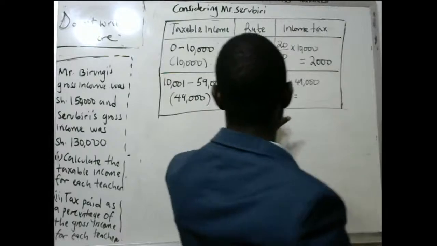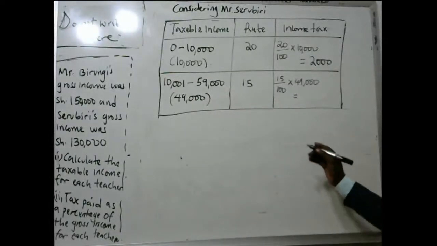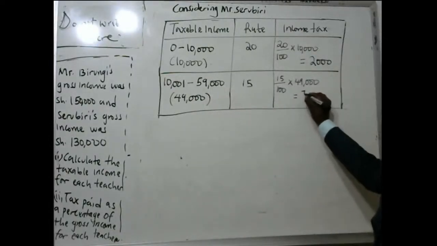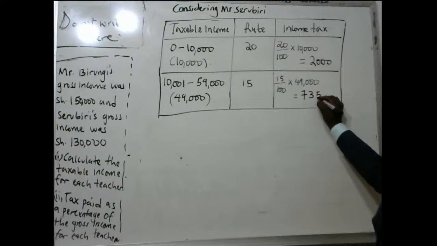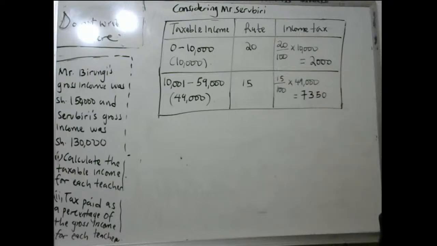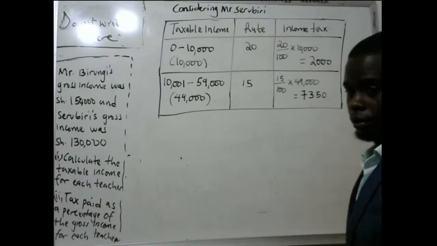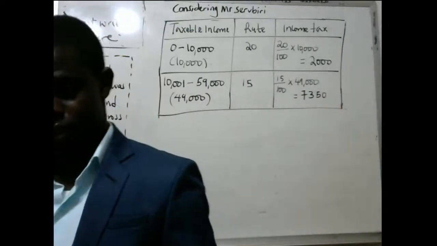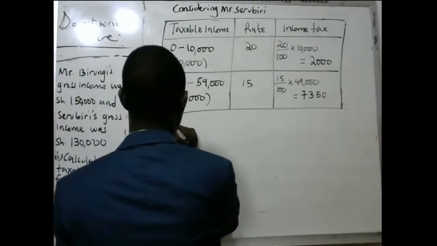So it is 15 over 100 times this. What do you have? 7,350. Do you have that? Okay. Now after that, we look for the income tax.